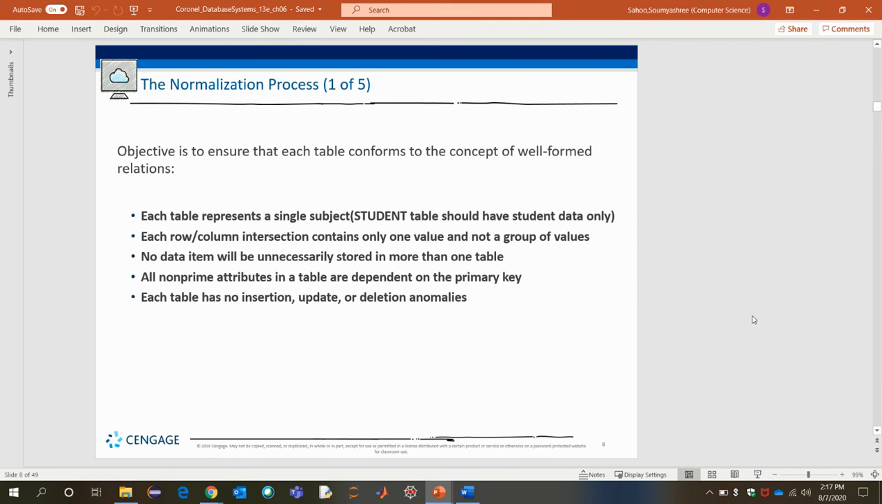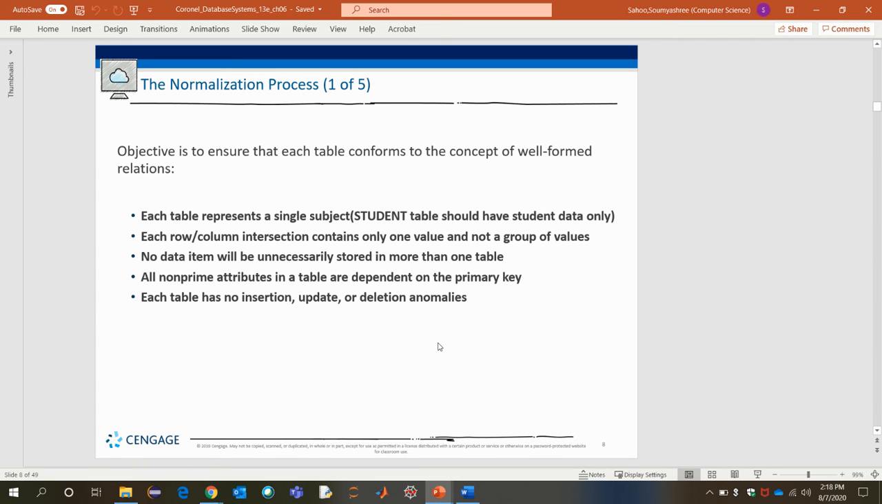So here comes the process of normalization. The objective is to ensure that each table conforms to the concept of a well-formed relationship. So what are the properties that we should adhere to? First, each table represents a single subject. If you are having data about students, the table should have student data only. In the student data, you cannot incorporate the employee data or the administrative data.